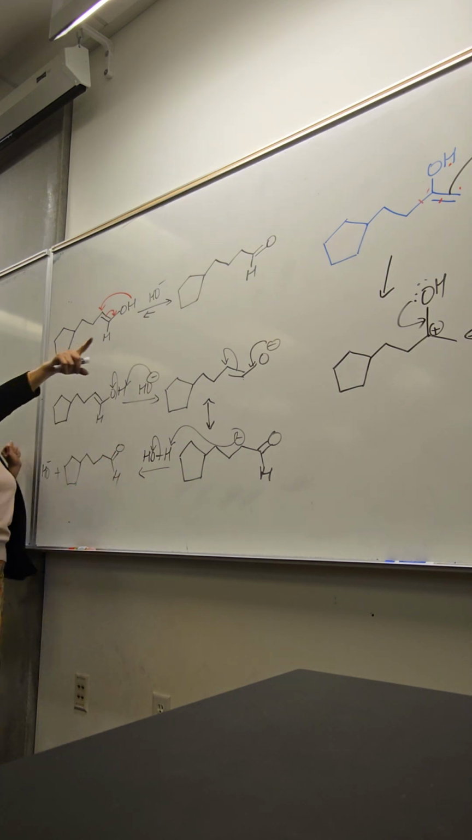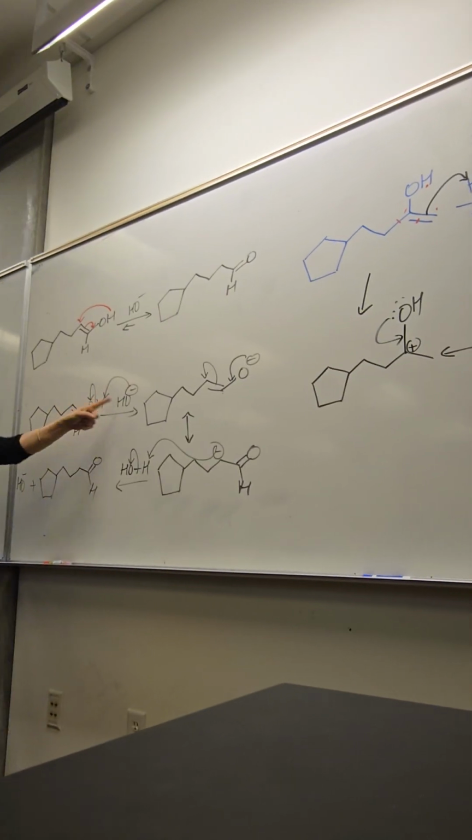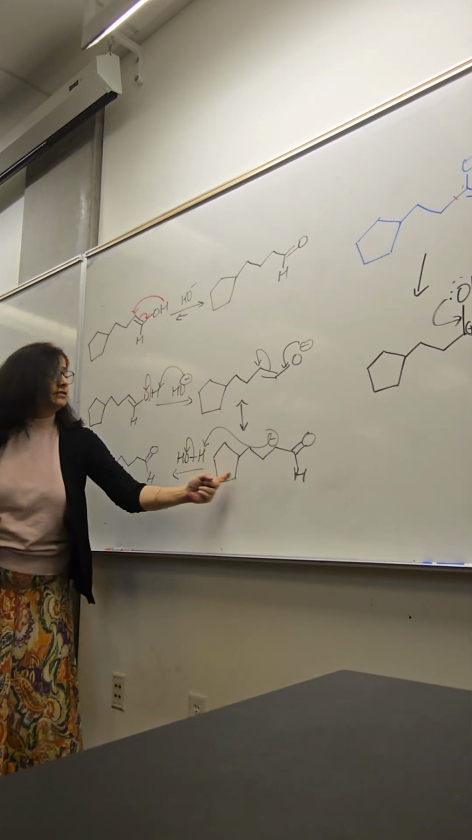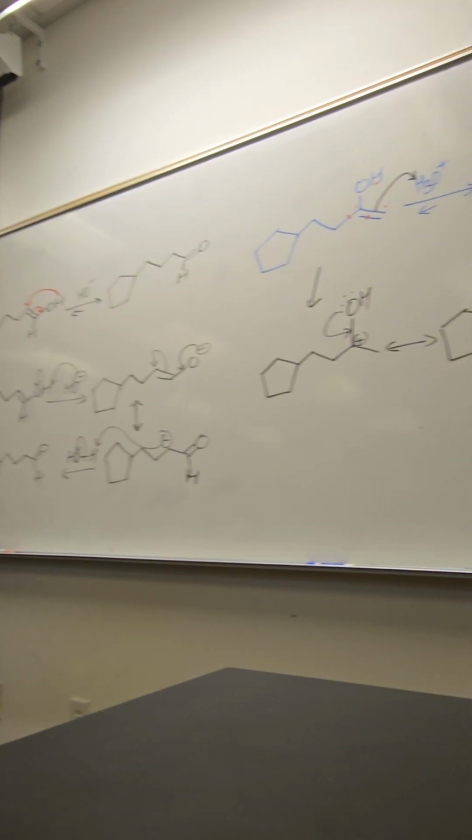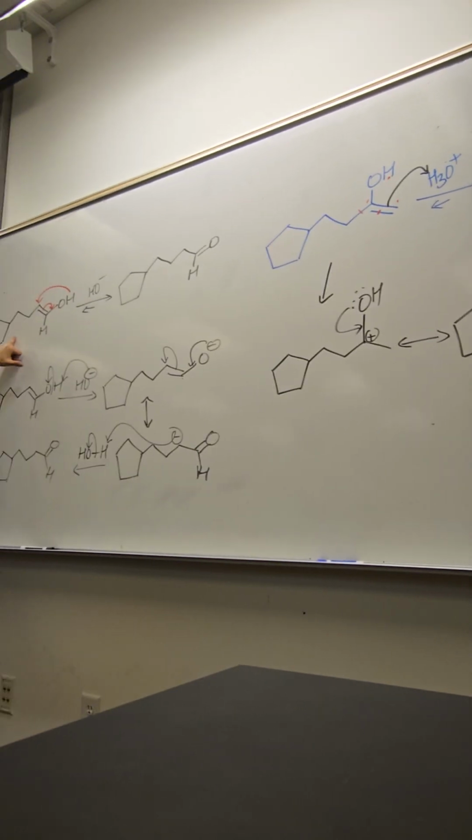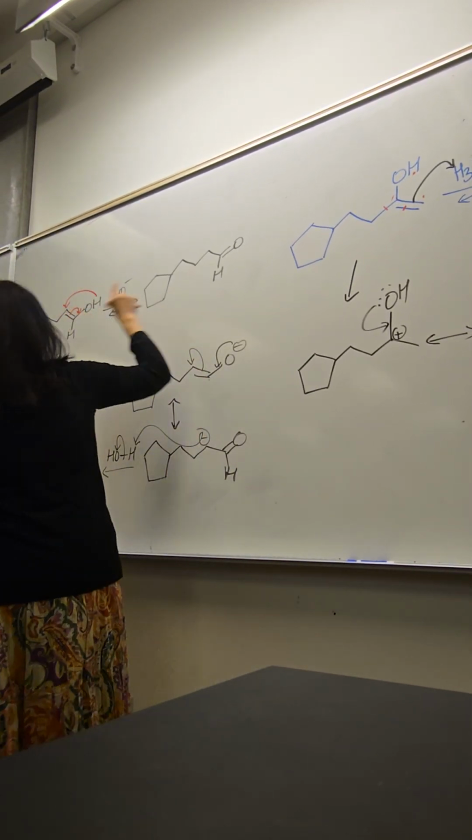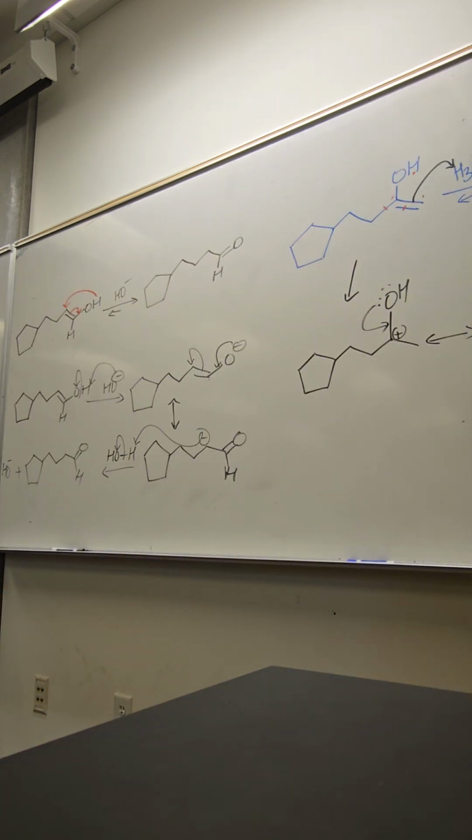Same thing: protonate, resonance, deprotonate. Deprotonate, because you have a base, resonance, protonate. The only thing to keep in mind here is that the enols are not very stable. So this doesn't survive. It quickly becomes an aldehyde. And this one quickly becomes a ketone.